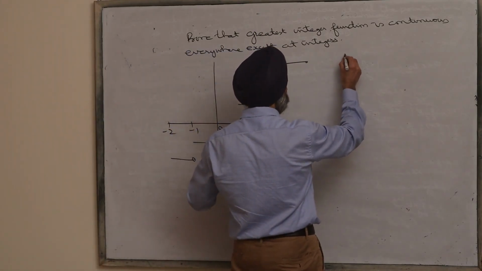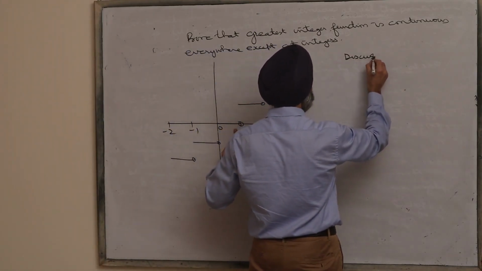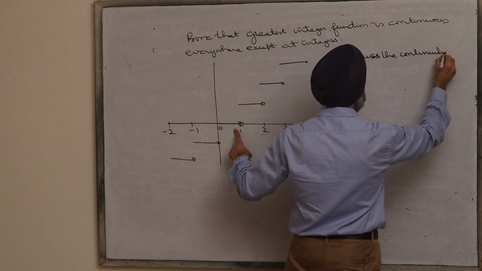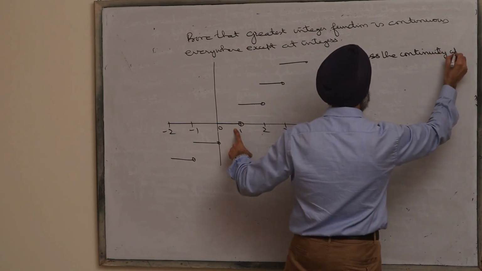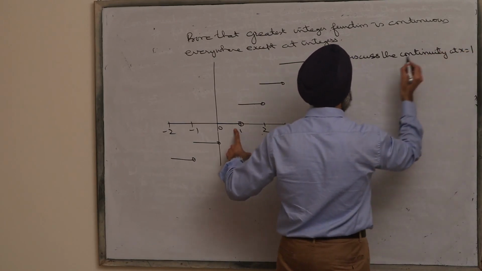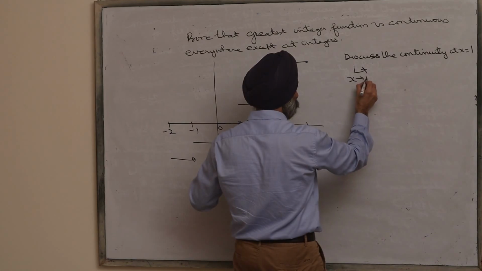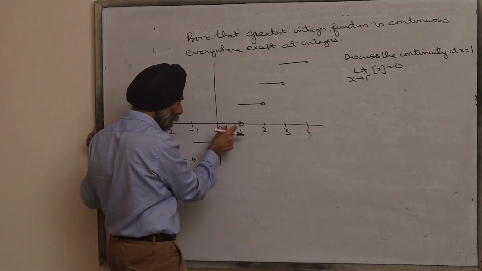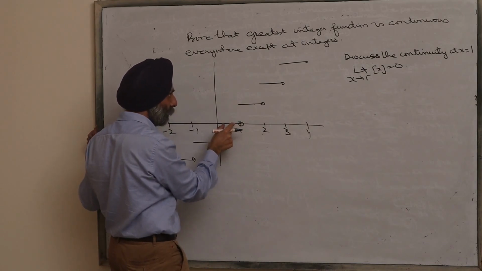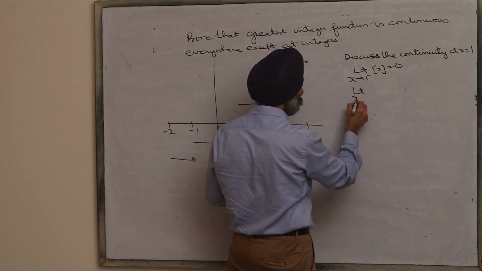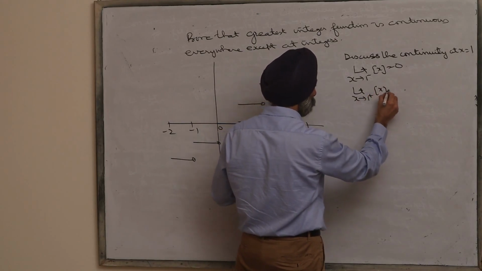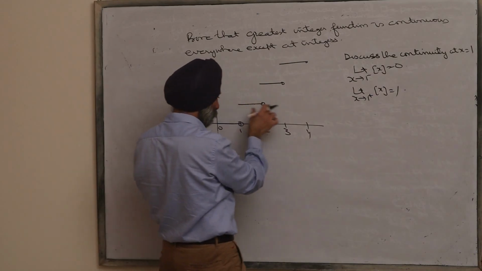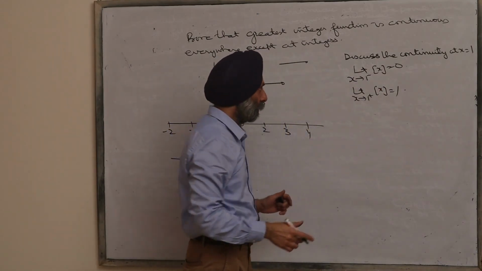So let us discuss the continuity at x is equal to 1. You can see here limit x approaches to 1 negative integral part of x is equal to 0. From the graph it is clearly visible that when x is less than 1 it is 0 here. Limit x approaches to 1 positive integral part of x is equal to 1. For 1 positive, the value lies in the interval 1 to 2, which is your 1 here.